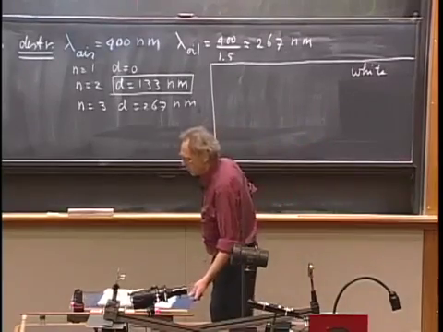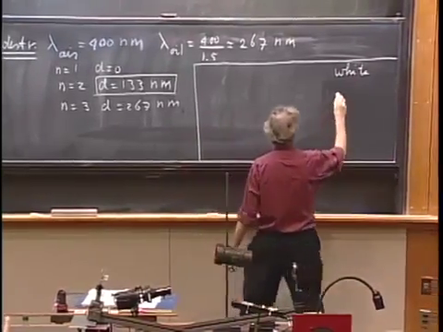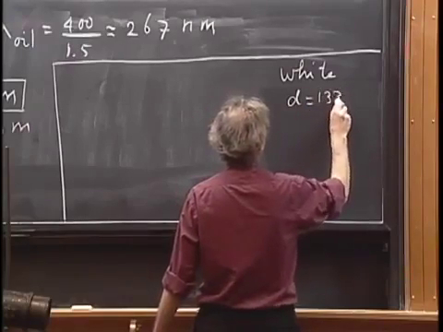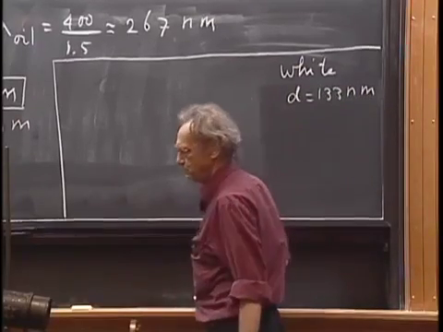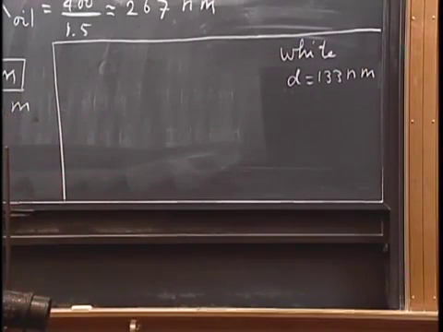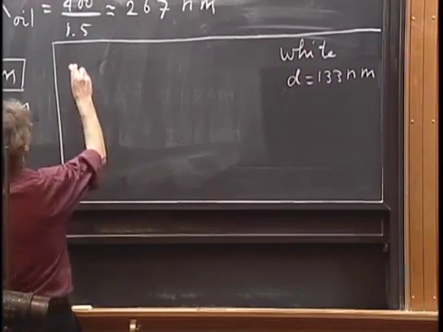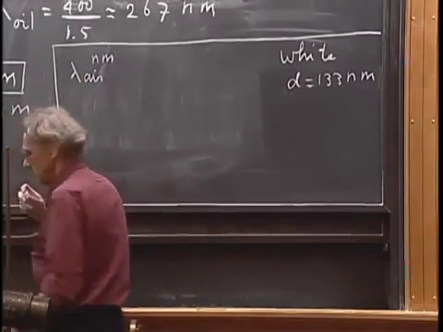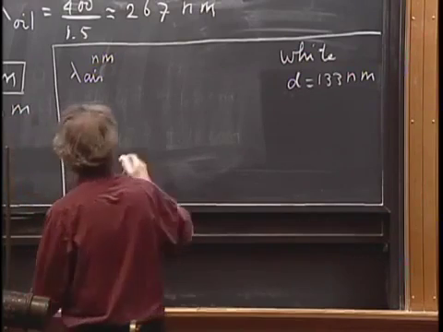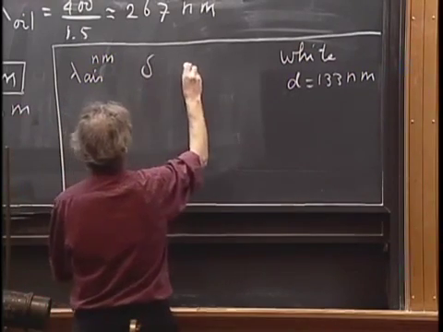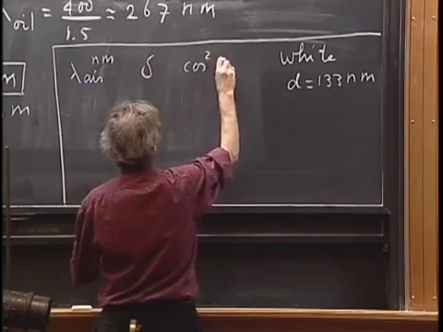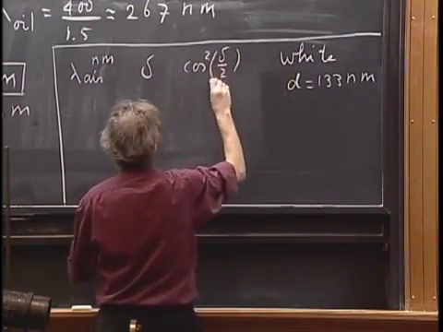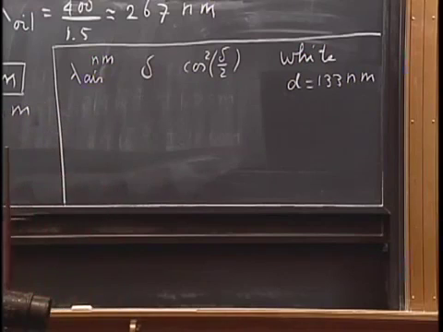And we have d is 133 nanometers, so that is non-negotiable. D is 133 nanometers. I'm going to write here lambda air in nanometers. I'm going to write here delta. And I'm going to write here the cosine squared of delta over 2. That is a measure for the light intensity. It's proportional to that. We discussed that, and I showed that. I derived it for you.